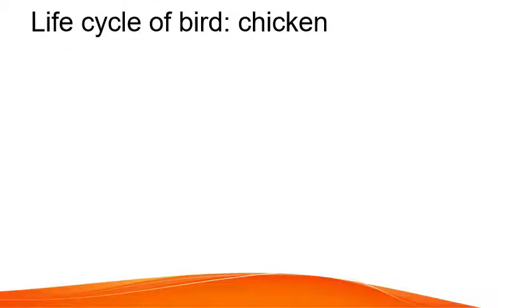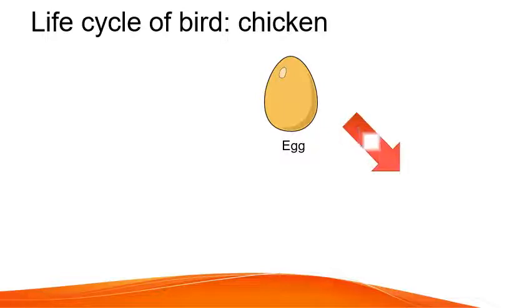So let's go through and see the life cycle of a bird, a chicken, with all its stages first. First, we start off with an egg. All birds, no matter if it's a chicken, a vulture, an ostrich, or a kiwi, they all start from eggs. And then they will hatch into a young. The young of a bird. Most young of the birds are called chicks.